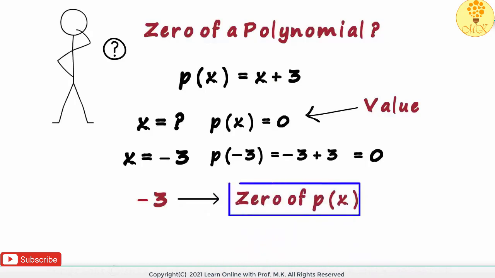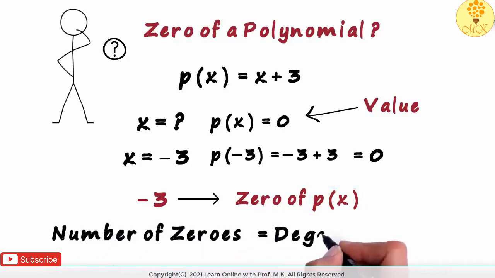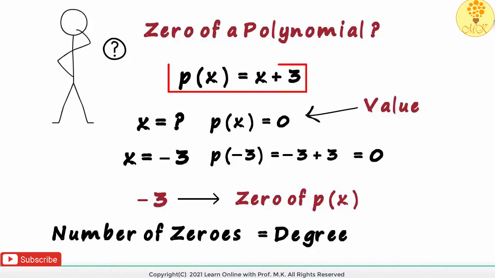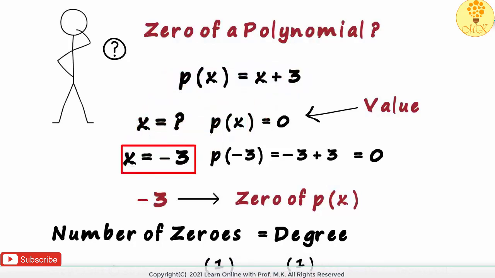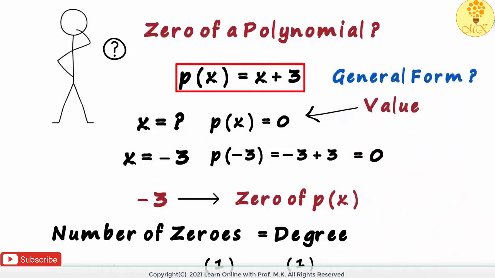Remember, the zero of the polynomial is a number which, when substituted in place of x, makes the value of the polynomial 0. Generally, the number of zeros of a polynomial equals the degree of the polynomial. In this particular case, the degree of the polynomial is 1, which is why we have one zero, which is minus 3. What is the general form of these kinds of polynomials with degree 1? We will see that next.